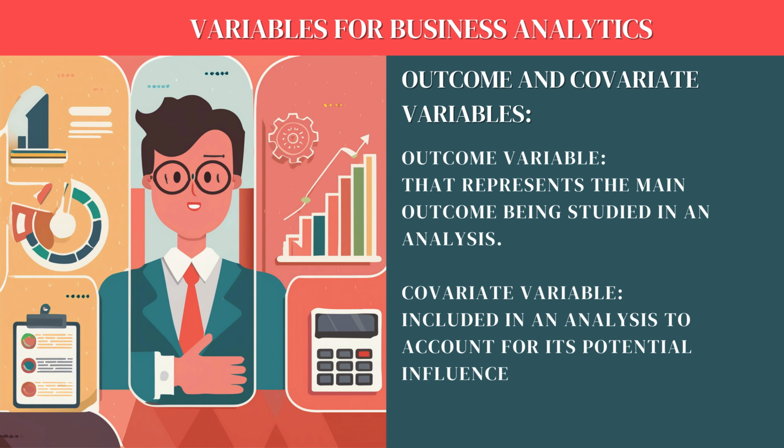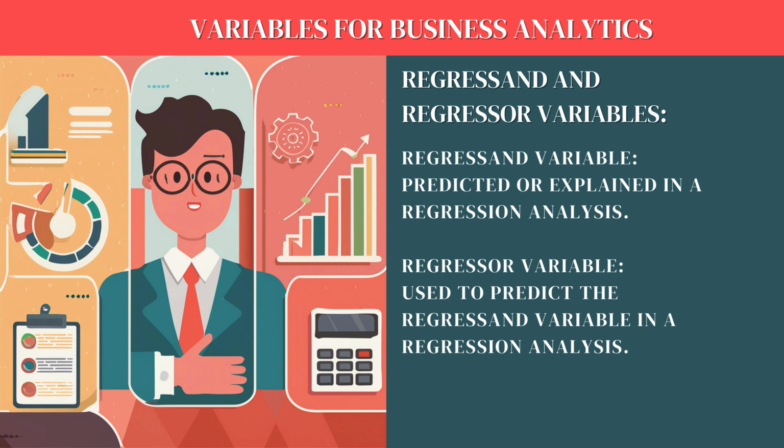Outcome and covariate variables. Outcome variable. This is the variable that represents the main outcome or result being studied in an analysis. Covariate variable. This is a variable that is included in an analysis to account for its potential influence on the relationship between other variables. Regressand and regressor variables.